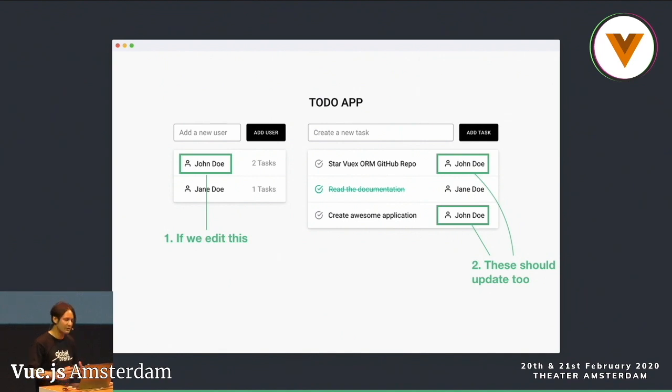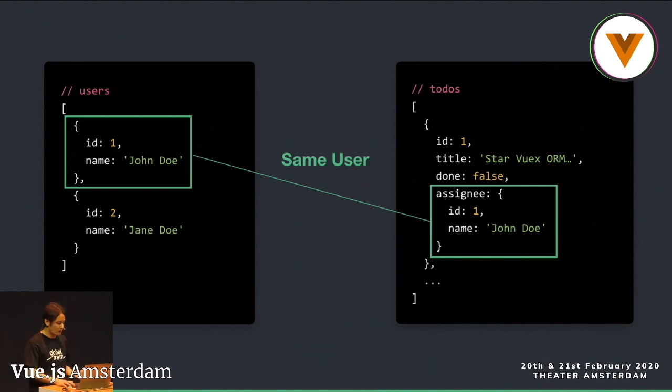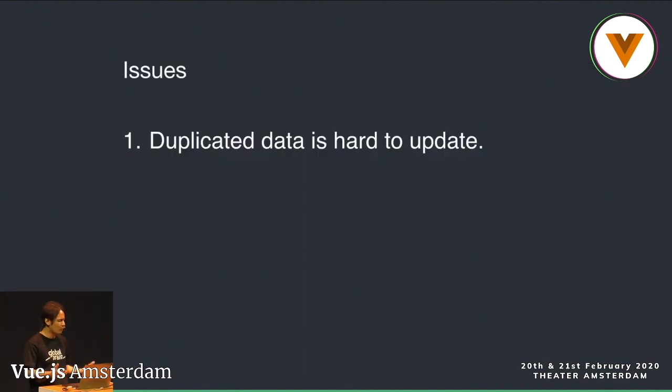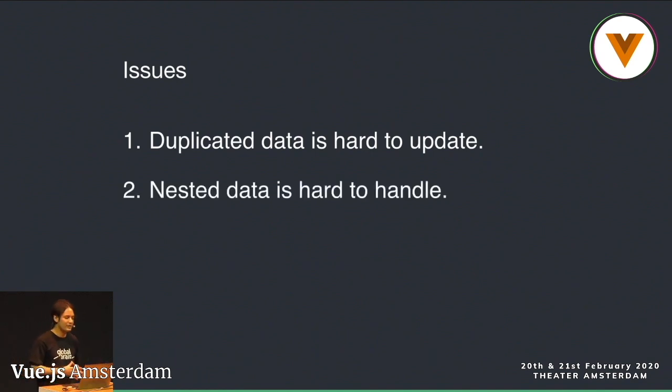But having this kind of data structure causes many troubles. One, duplicated data is hard to update. Like I said, if you have the exact same object in different places, it's going to be so hard to update them all. And one more thing is that nested data is hard to handle, compared to non-nested data, obviously. Because you have to deal with all the circular references and such, and it's going to get very, very ugly, very fast. So what are we going to do?